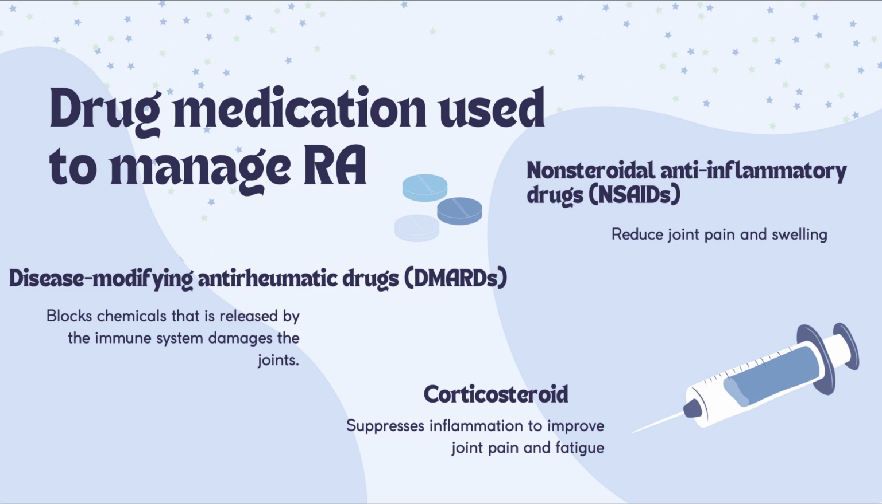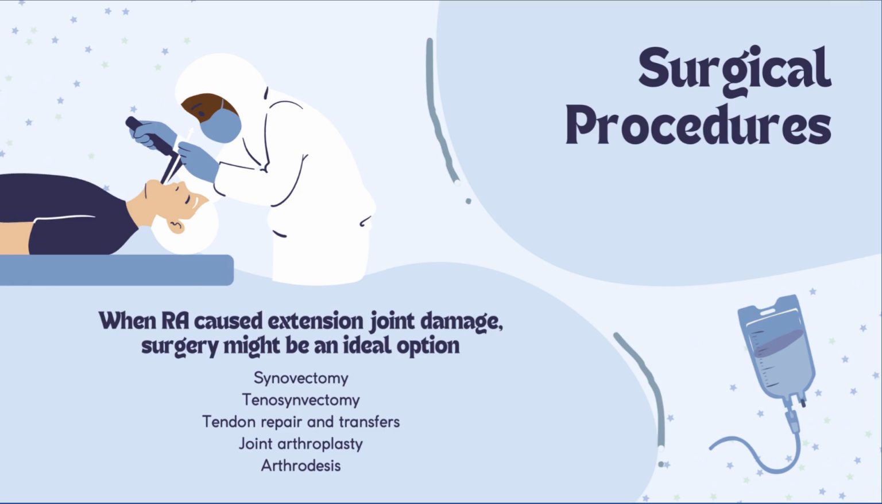Lastly, we have the disease-modifying anti-rheumatic drugs, or DMARDs, which is a class of drugs used to treat rheumatoid arthritis by blocking the chemical release of the immune system that attacks the joints, which also causes damage to the bones, tendons, ligaments, and cartilage. If the symptoms continue to worsen and rheumatoid arthritis has caused extensive joint damage, surgical intervention is frequently indicated to relieve pain and improve function.